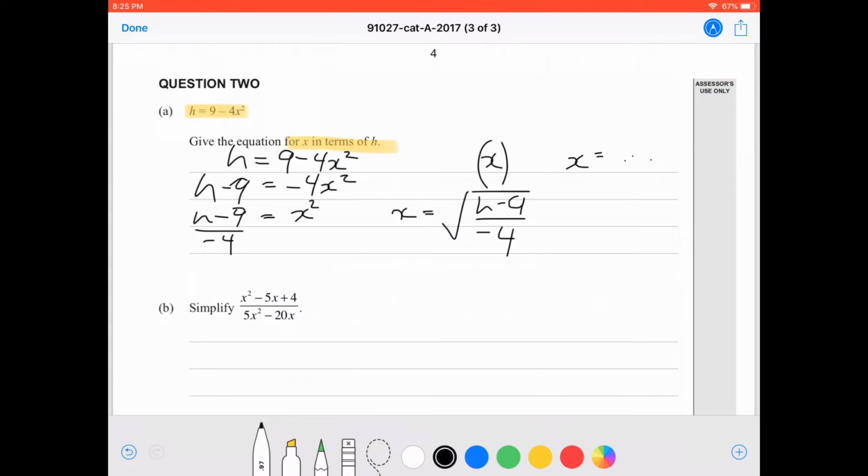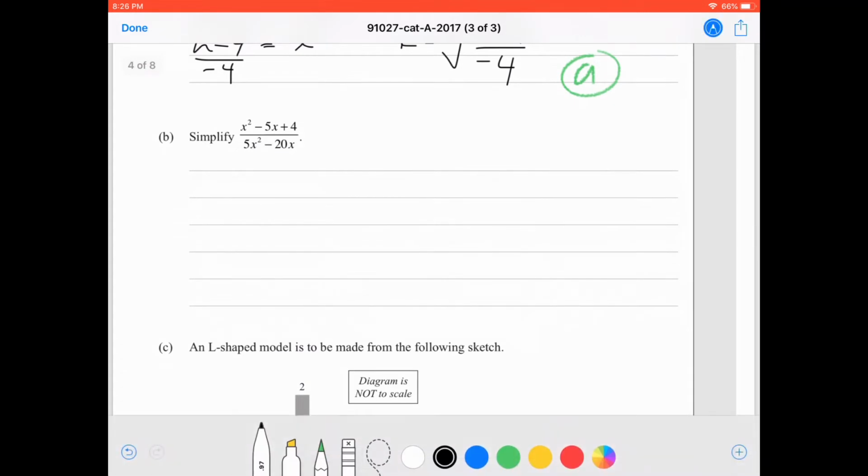And this gets you the achieved grade. The marking schedule mentions plus or minus. Okay, it's a fair point, plus or minus here, because you're square rooting something. You'd still get the achieved even if you forgot that though. Okay.